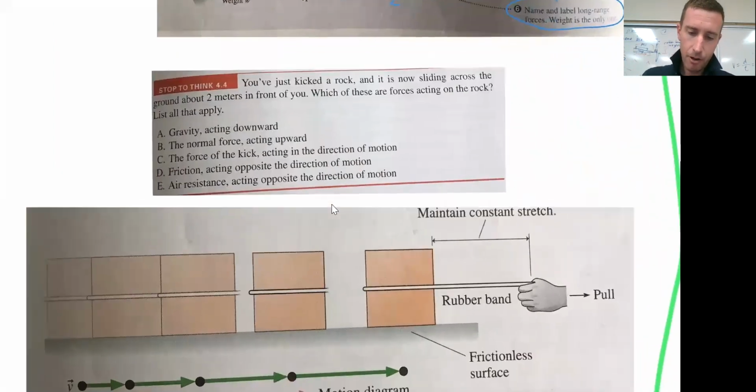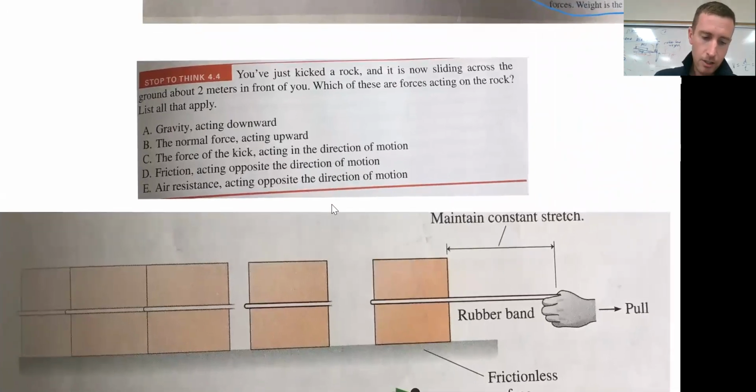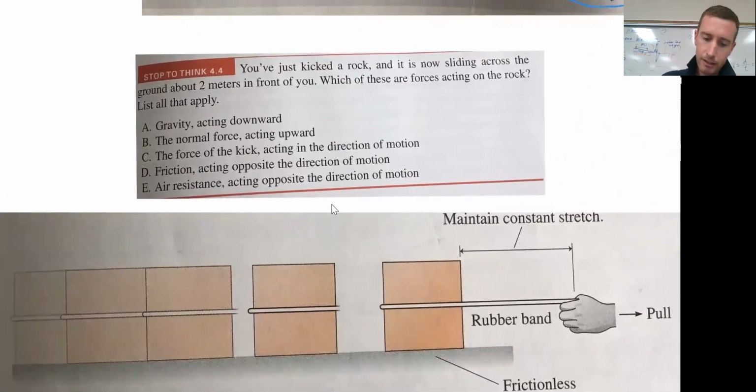Let's do another sample. You have just kicked a rock. Why'd you do that? And it's now sliding across the ground about 2 meters in front of you. Which of these forces are acting on the rock? Okay, so I've already kicked it, so my foot is no longer touching the rock. Basically, the situation is the rock is skittering across the ground in front of me.